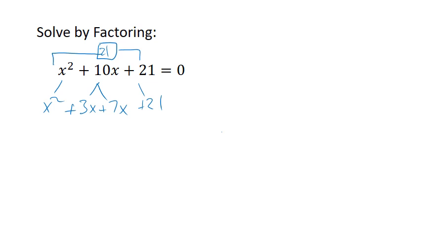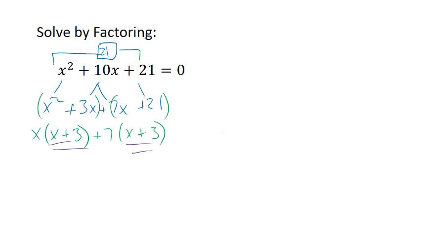Now I'm ready to group. My first group has a common factor of x, which leaves me x plus 3. My second group has a common factor of 7, which leaves me x plus 3 again. These two are the same. That's one of my factors. And these two are on the outside. That gives me my other factor.